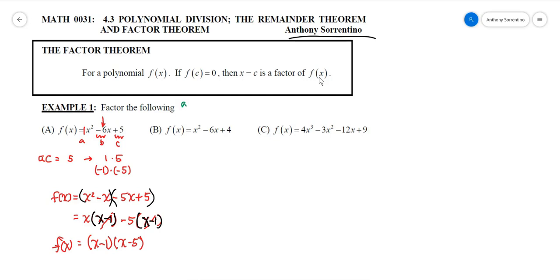If I start with the AC method on part B, I have a 1 here, so I would end up with 4. And the only ways I can get 4 are 1 times 4, 2 times 2, negative 1 times negative 4, and negative 2 times negative 2. None of those will add up to give me a minus 6, which is what b equals.